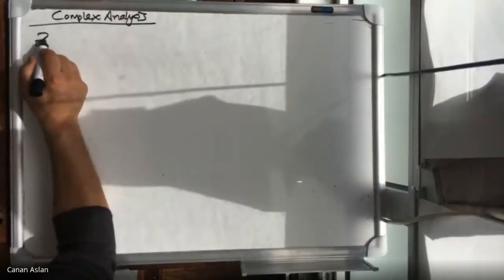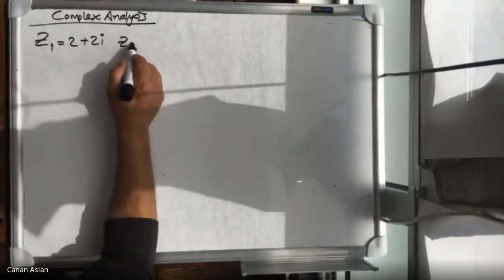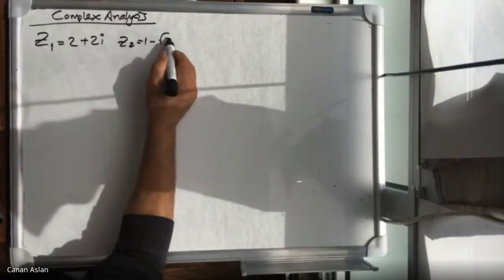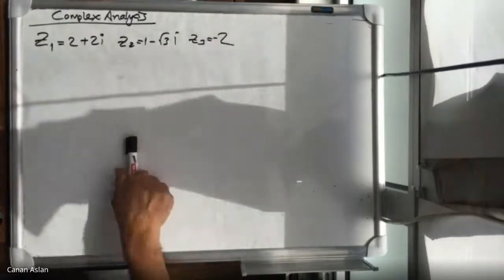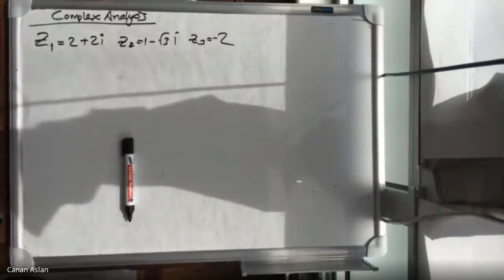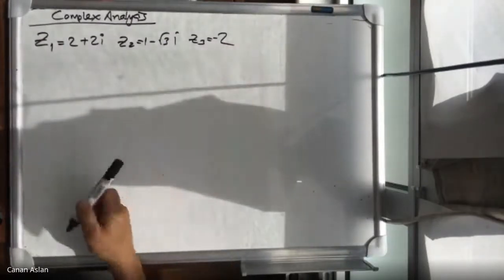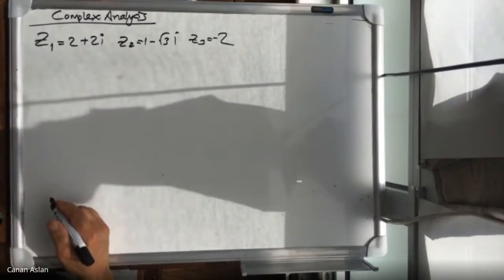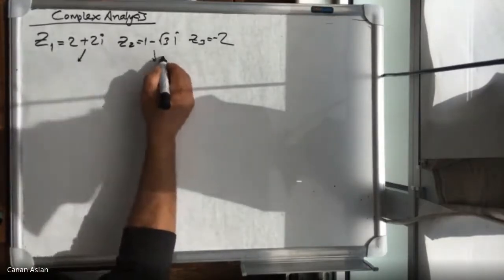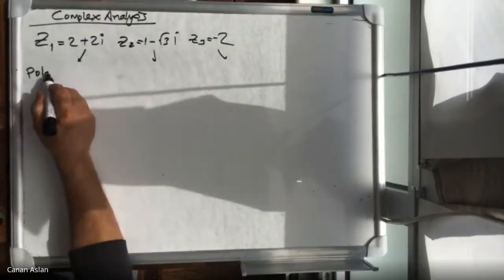So in this example, we have Z1, which is 2 plus 2i, and Z2 is 1 minus square root of 3i, and Z3 is equal to minus 2. So there are three complex numbers given. One of them is only real component, no imaginary component, and we would like to get some problems using this. Now let's show them in polar form. What is the polar form of these three complex numbers? Polar forms.